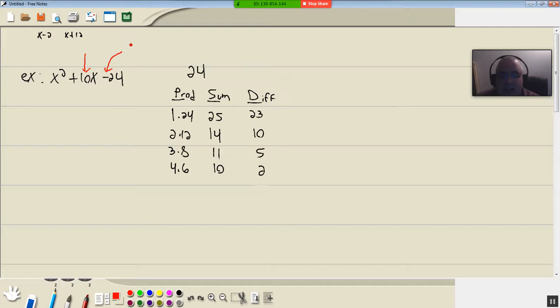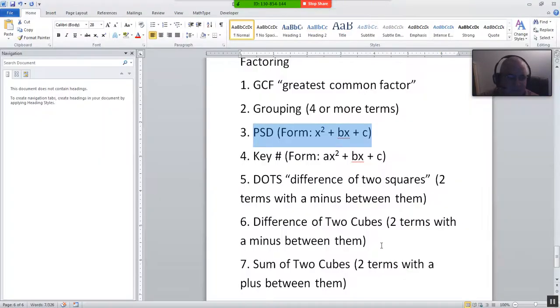There is a shortcut. If your last term is a positive, it'll always be in the S column. If your last term is a negative, it'll always be in the difference column. Since our last term is a negative, I know the 10 I'm going to use is this one right here, which means I use 2 and 12. Now, the last thing we have to determine is what our sign is going to be. And let me type these out.